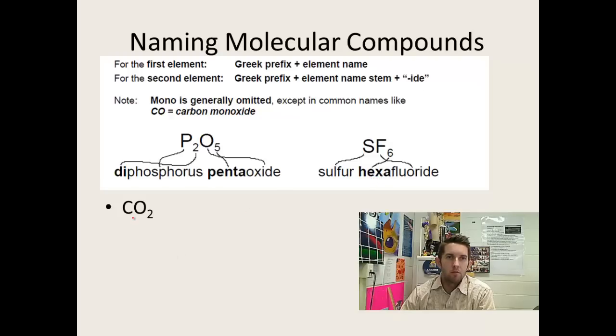This one. Name your first element. Well, that's carbon. Greek prefix shows you how many of these are. There's 2 of them. Di. What is it? It's oxygen, but we have to use ide, so we use the stem. Ox. Ide. Carbon dioxide. Pretty simple for molecular formulas.